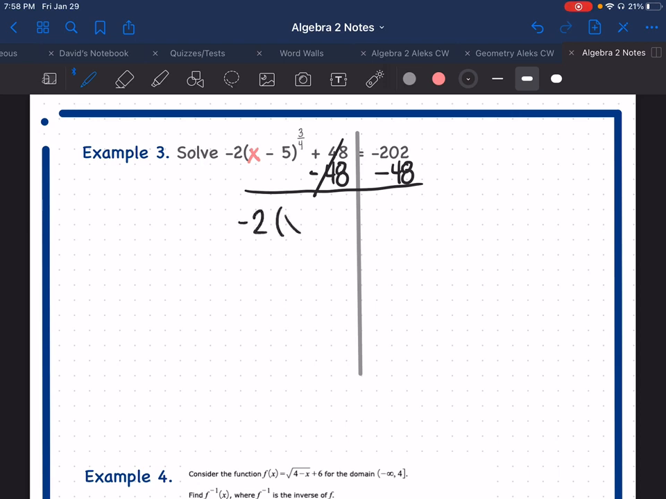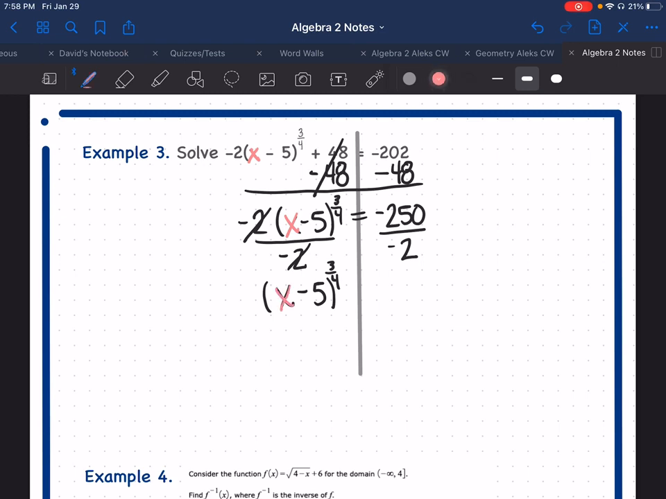Negative 2, x minus 5 to the 3/4 power. Negative 202 minus 48 gives me negative 250. I'm now going to divide by the negative 2 because I have to get rid of whatever's in front next. So it's behind, front. Now I have to get rid of the power.